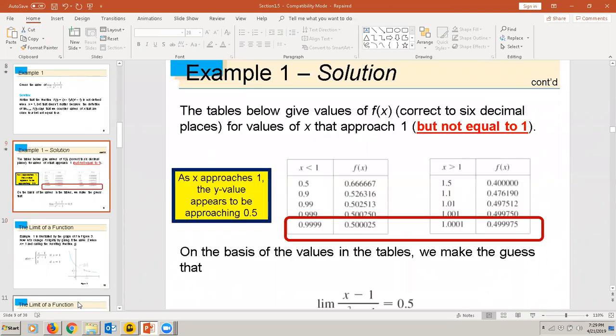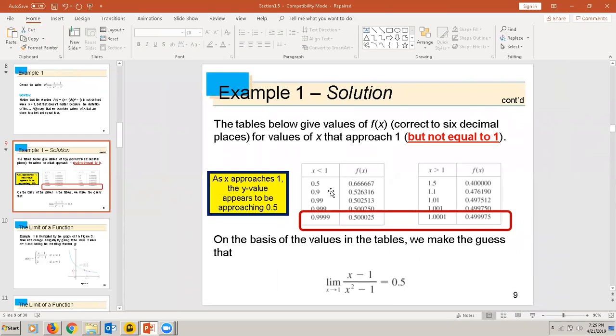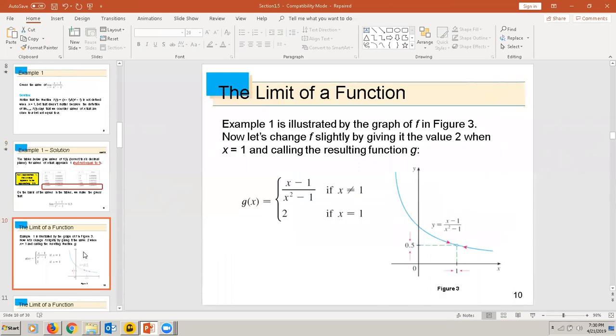Well, let me come up with a little table here to help me out. So I'm going to take this function, and I'm going to come up with values closer and closer to 1. So you can see I'm using 0.9, 0.99, 0.9999, and so on. When I approach from the other side, I'm going to go with 1.01, 1.001, and so on. Look what's happening to the y values as the x values get closer and closer to 1. It looks like the y value is getting closer and closer to 0.5. And so we say the limit of that function as x approaches 1 is equal to 0.5. It doesn't matter that the function is not defined at x equal 1, because we're only interested in x approaching 1.